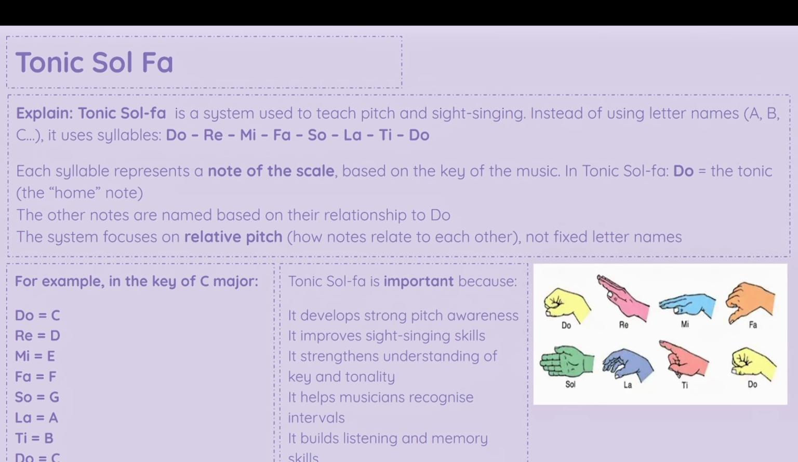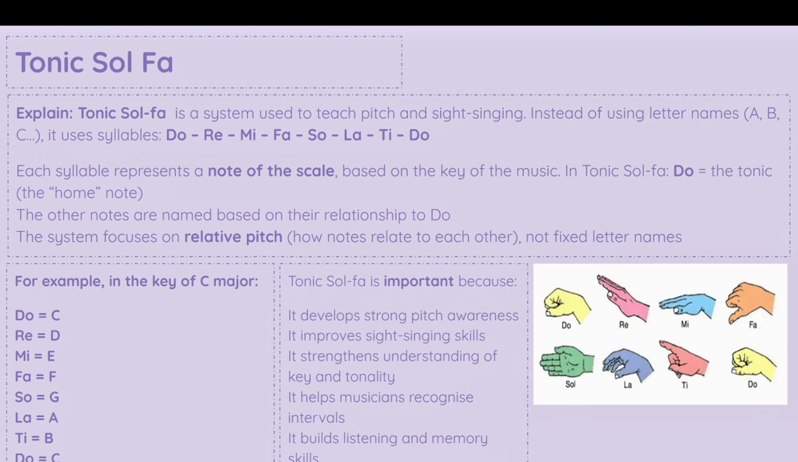Tonic solfa is a system used to teach pitch and sight singing. Instead of using letter names, ABC, it uses syllables: do, re, mi. Each syllable represents a note of the scale, based on the key of the music. In tonic solfa, do is the tonic, or the home note, and other notes are named based on their relationship to do. The system focuses on relative pitch, how notes relate to each other, not fixed letter names.